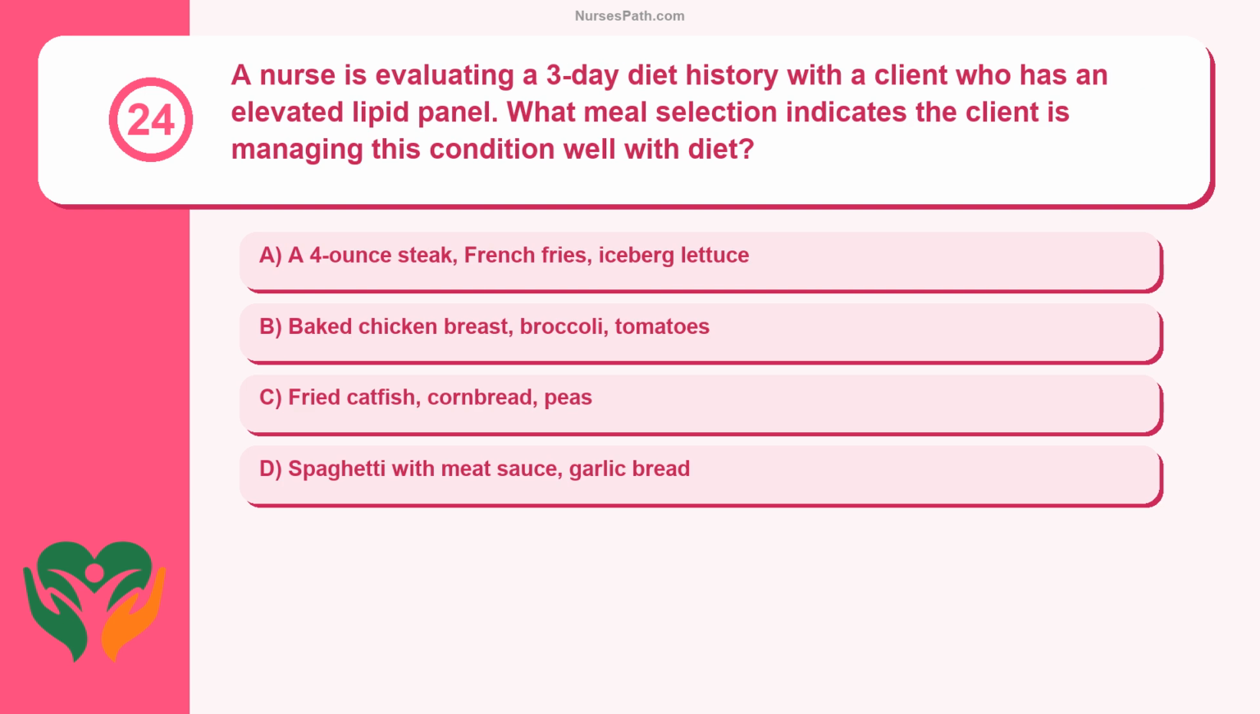Question 24. A nurse is evaluating a 3-day diet history with a client who has an elevated lipid panel. What meal selection indicates the client is managing this condition well with diet? A. 4-ounce steak, French fries, iceberg lettuce. B. Baked chicken breast, broccoli, tomatoes. C. Fried catfish, cornbread, peas. D. Spaghetti with meat sauce, garlic bread.